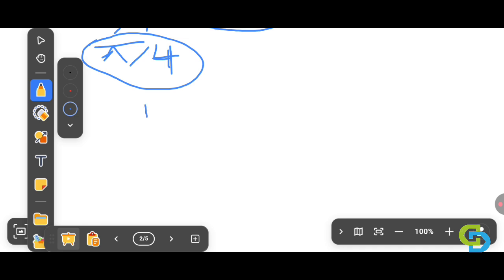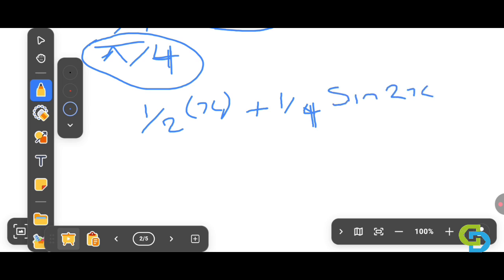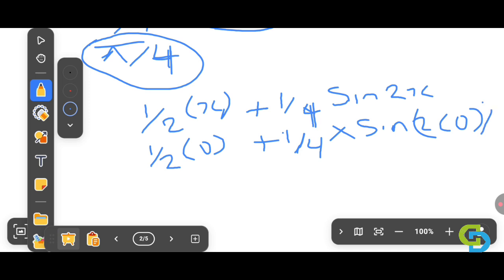So when x is 0, we have 1 over 2 x plus 1 over 4 sine 2x. When we evaluate that, we have 1 over 2 times 0 plus 1 over 4 times sine of 2 times 0. So all this is going to give you 0. So we have 0 plus 0, and so that is 0.